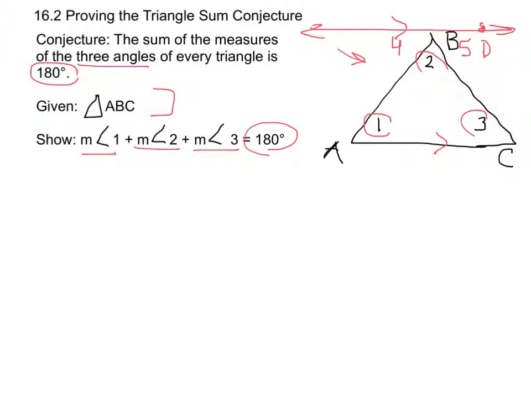Now we can show that angle 4 plus angle 2 plus angle 5 is equal to 180 degrees, and angle 1 is going to be equal to angle 4, and angle 3 is going to be equal to angle 5, and then we can show that all of the angles add up to 180 degrees. So now we can do our proof. We're going to put our proof down here.